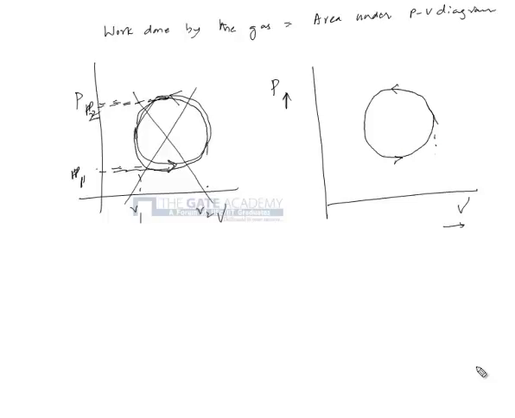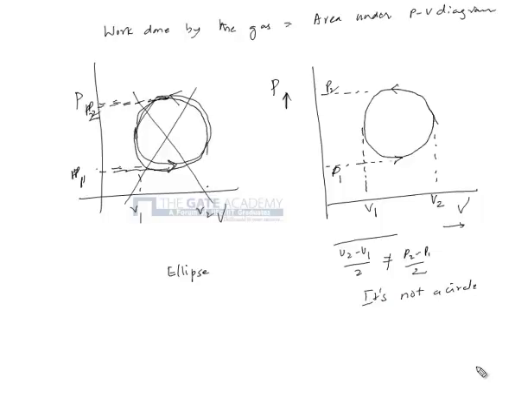In general, it's an ellipse. So this is my V2, and this is my V1, this is my P1, and this is my P2. Now the area of this: this is an ellipse, and remember, this is not a circle, because nobody said that the radii have to be the same in both. So V2 minus V1 by 2 need not be equal to P2 minus P1 by 2. So that's why it's not a circle, because in general these two need not be equal.